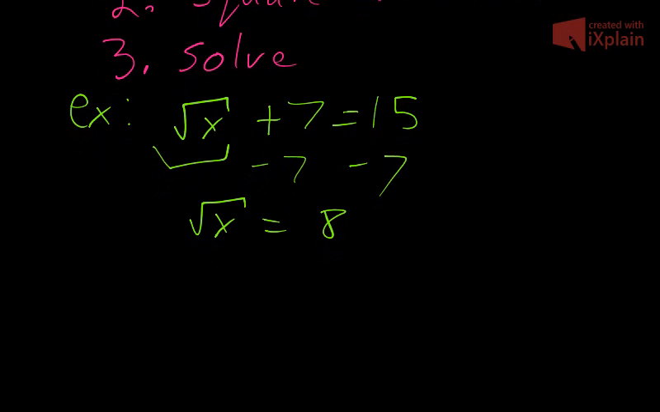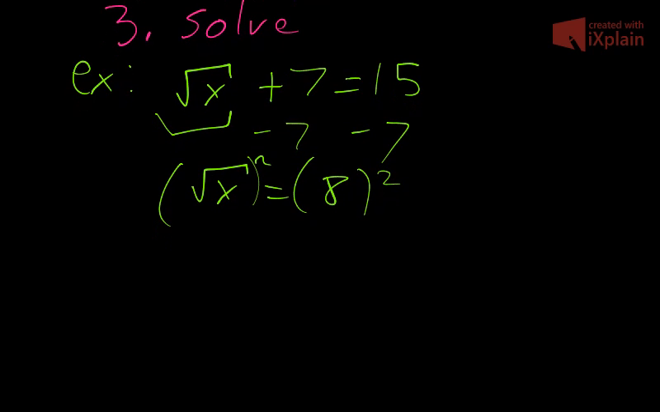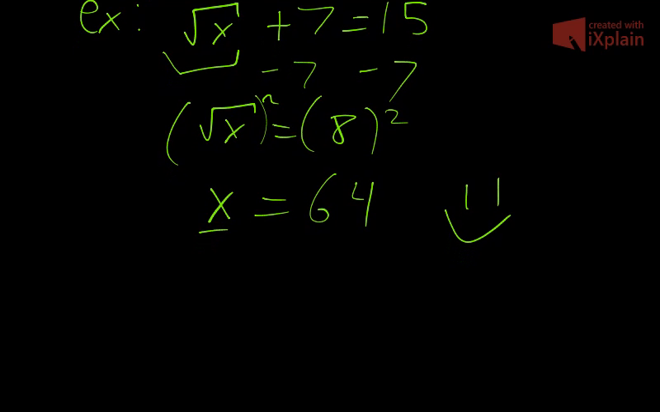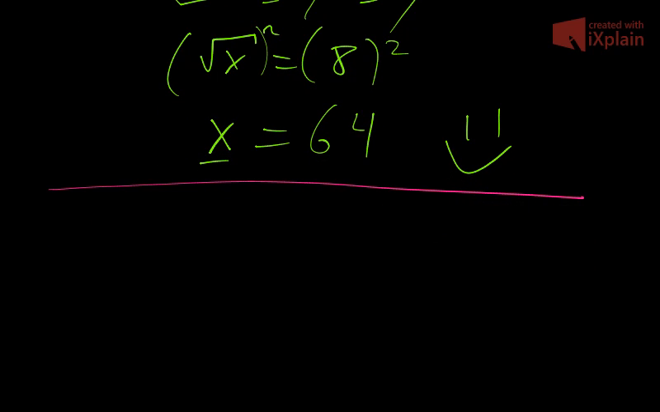Now I need to square both sides. So I'm going to square this side and square that side. And the square root of x squared is x, because that's what the square root means. And that's going to be equal to 8 squared, which is 64. And just like that, now technically I would need to solve it, but lucky for us, it's already solved. So we are good to go. That makes me happy. But that was a pretty easy one. I want us to try one that's maybe a little bit more difficult.